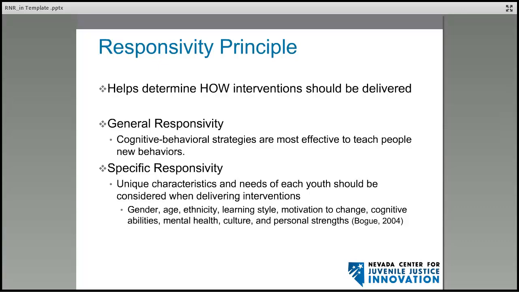Furthermore, such strategies are most effective when they include a respectful and collaborative alliance between the practitioner and the youth, and use structured cognitive behavioral interventions such as role-playing, modeling, skill building, and positive reinforcement.